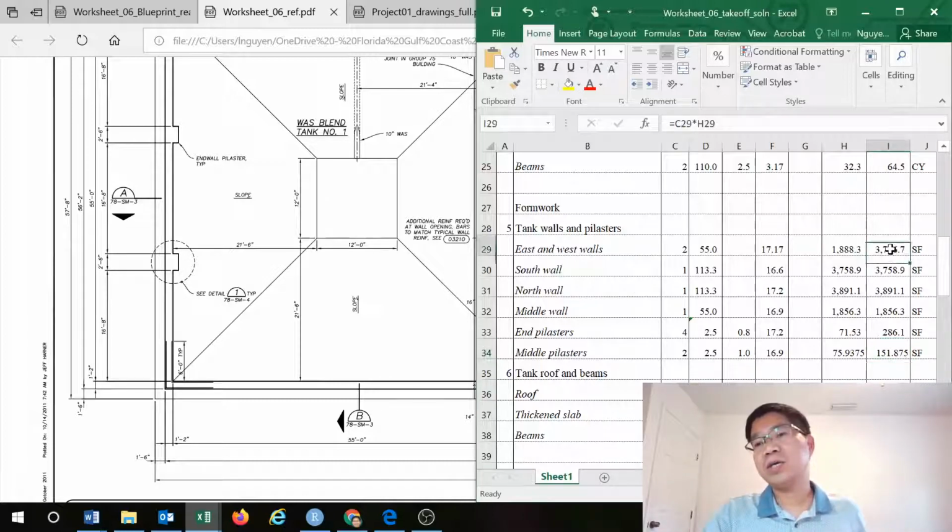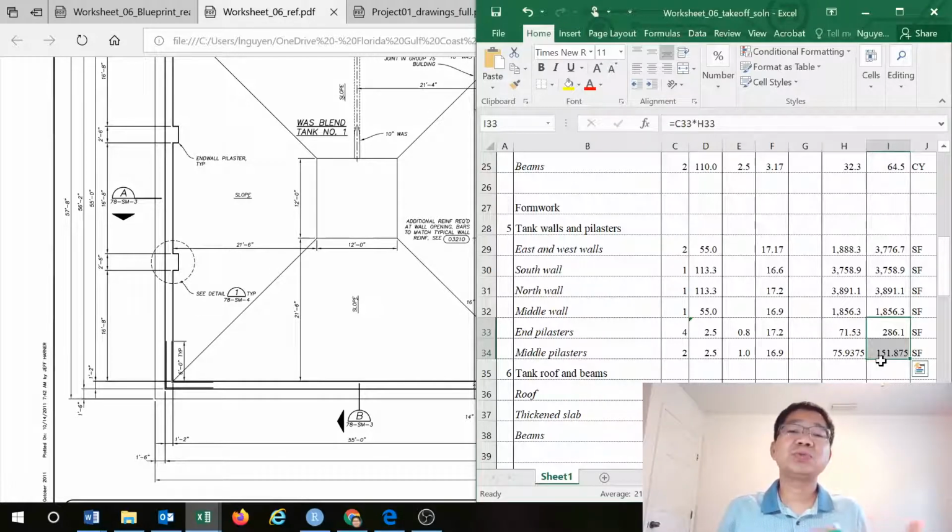You can see here, the total for the wall is 13,000 square foot contact areas. For the pilaster, it's only 438. So it means only a few percent. So we just add some percentage instead of going into detail. In real life we should do the estimate. So that is the formwork.